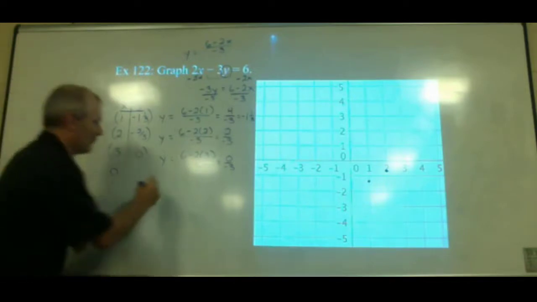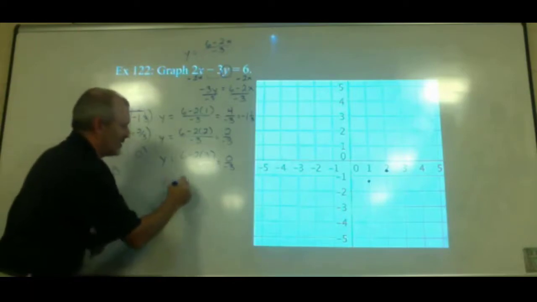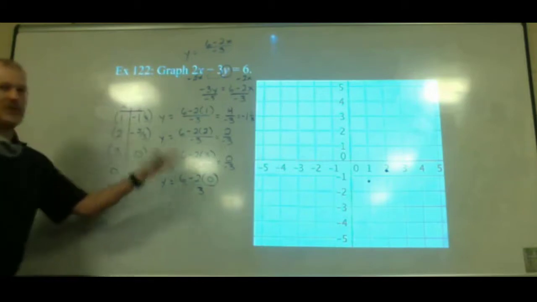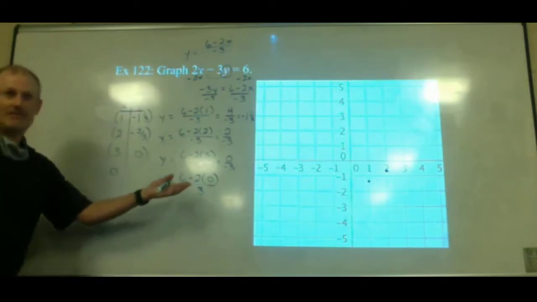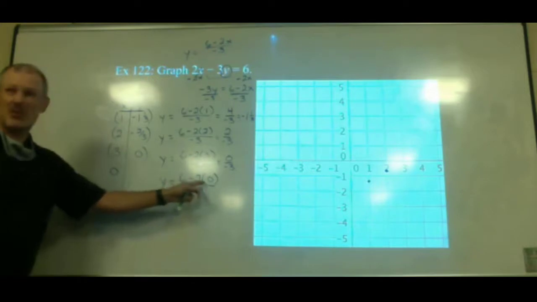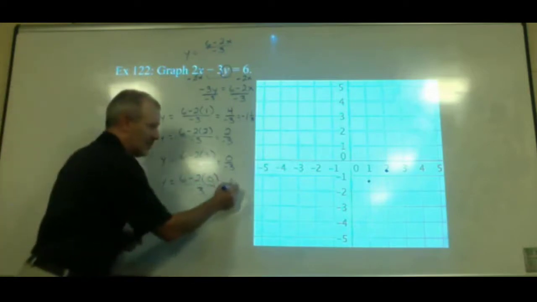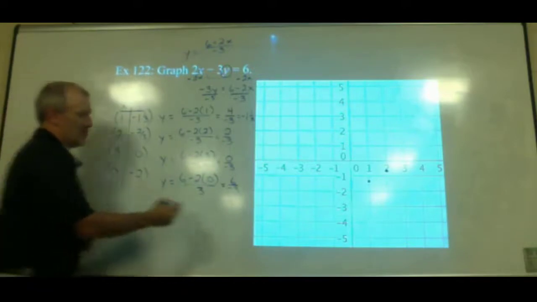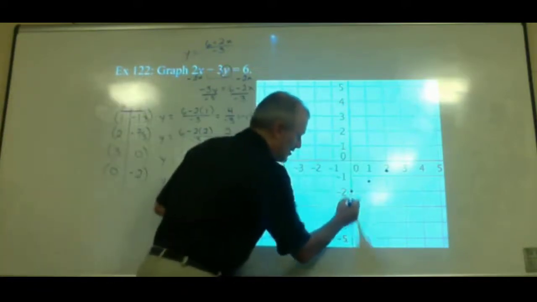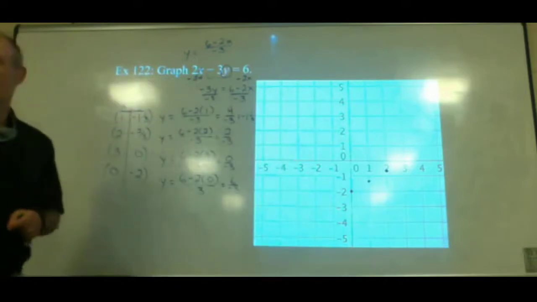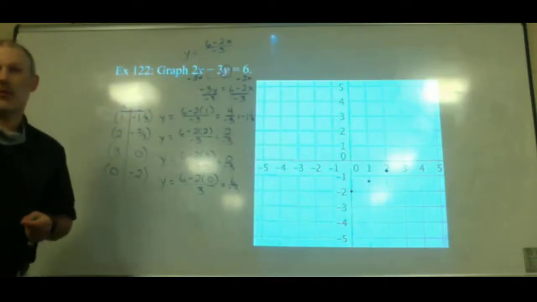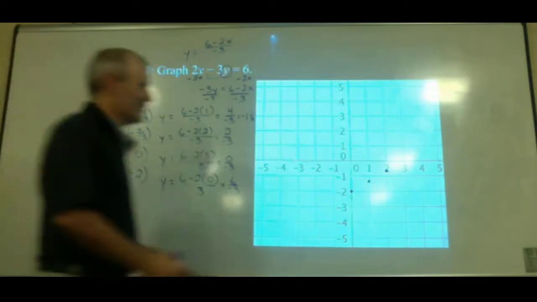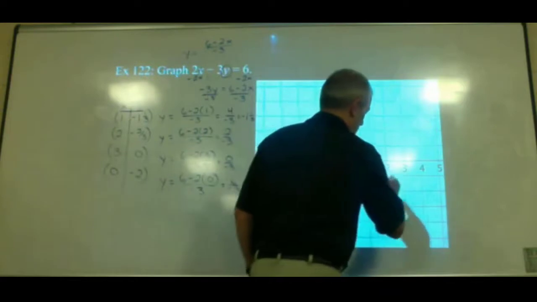And let's put in the 0. y equals 6 minus 2 times 0 this time over negative 3. And 2 times 0 is 0. 6 minus 0, 6 over negative 3 gives us negative 2. So 0, negative 2. And does it look like all of our points are going in a straight line? Yeah, so we can probably be fairly confident that this is where our line is.